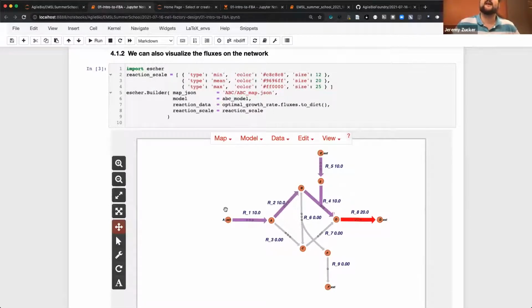This is in a perfect world where your bug was optimized to grow as quickly as possible. What it would do is it would shut down the production of R3 so that all the flux would go to R2, and likewise it would shut down R6 so that all the flux from B would go to D. Okay, but this is obviously not what happens in a real cell. Most cells are not growing optimally.